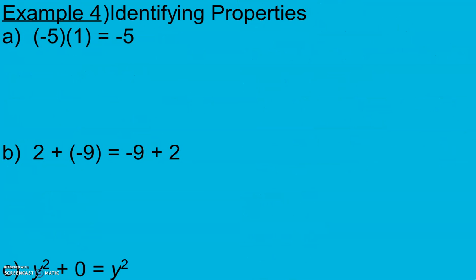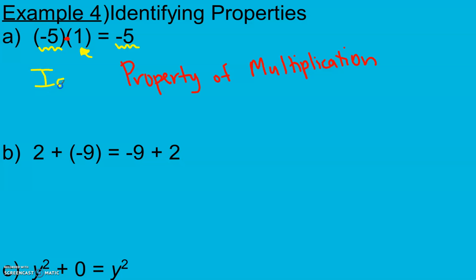In example 4, we're going to identify our properties. So here, we are multiplying, which means I know for sure it's going to be a property of multiplication. Now, I just need to figure out which one. Here, I start at -5, multiply by 1, and I get back to the identical place I started, which means this is our identity property.